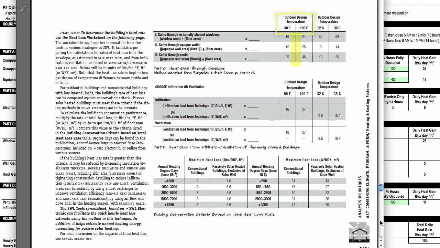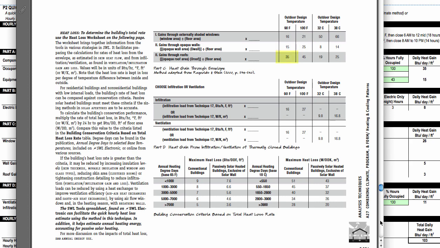You can interpolate between the values for 90 degrees and 100 degrees, or extrapolate below 90 or above 100 degrees for hotter conditions. For windows, our Knoxville factor is then 16. The process is repeated for walls and roofs. For walls, the factor to use in Knoxville is 15, and for roofs, 35.